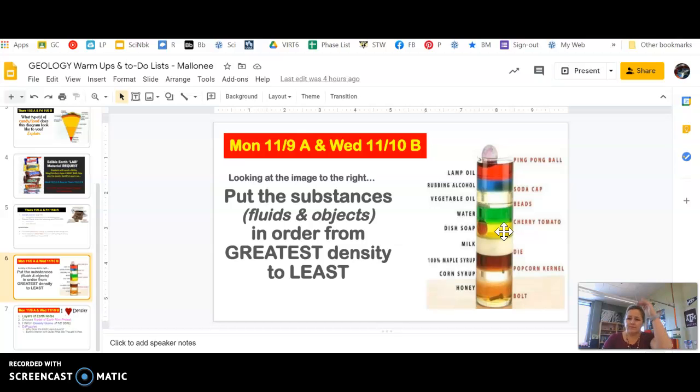So like if you're ranking them, you had bolt, honey, corn syrup, popcorn kernel, maple syrup, milk and dye, you should maybe have them side by side. And then dish soap and cherry tomato.